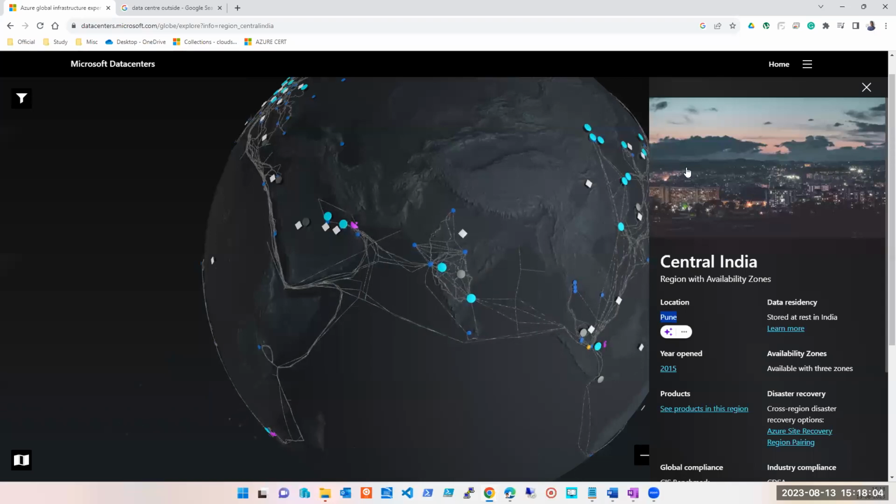So now you understood what a region is. Now the functionality of availability zone, coming back to our original topic: you will call it a region with availability zone only where you have more than one data center. For example, if I say that my Pune or Central India has the availability zone feature.